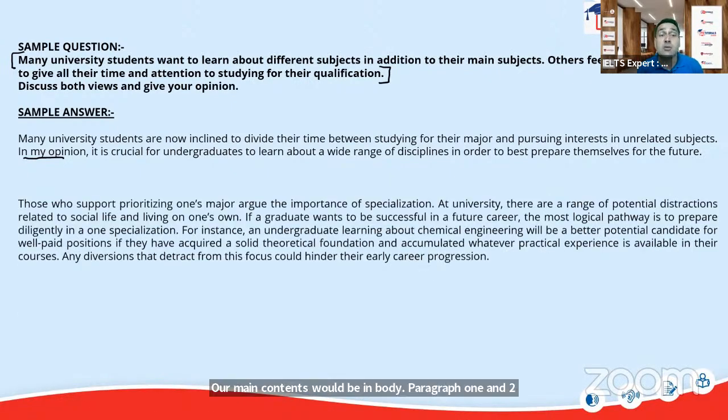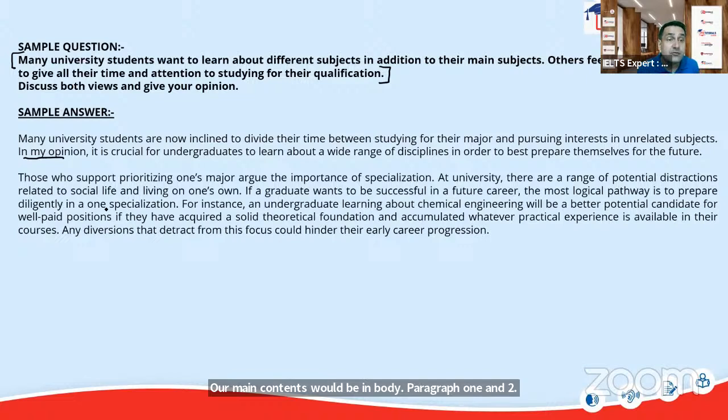So this would be our body paragraph 1. Here we would be writing view 1. Or we can start it with on the one hand, because we have two opposite viewpoints. So let's read. We can read it together. So please read with me. You do not have to unmute. Those who support prioritizing one's major argue the importance of specialization.